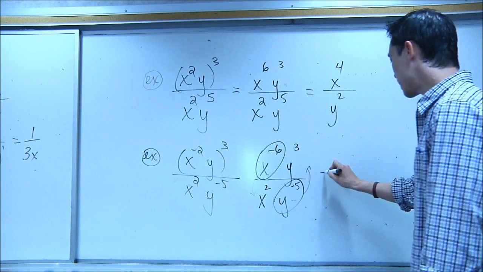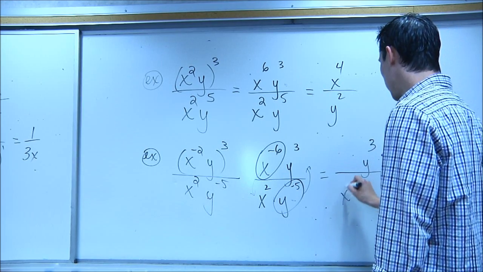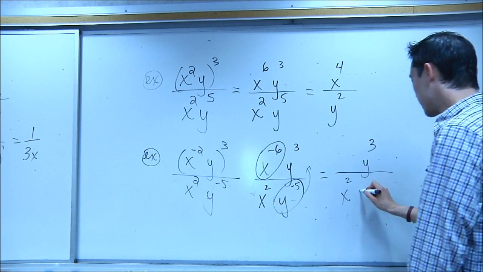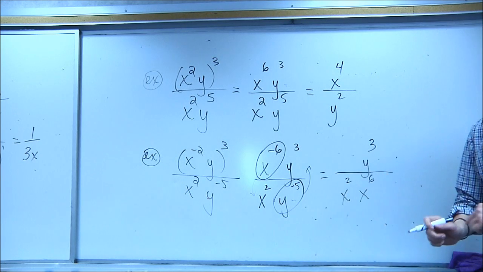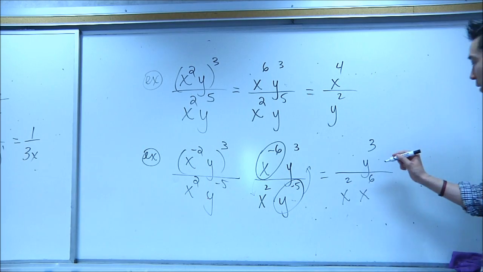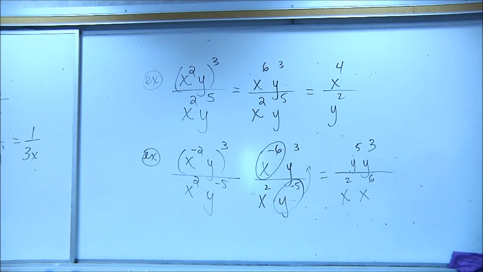So, in finishing up this problem, you have a y to the third that's not moving. You have an x squared that's not moving. You have an x to the negative 6 on top. We're bringing that down to the bottom, and that guy becomes x to the positive 6 in the bottom, okay? The y to the negative 5 in the bottom is going to move up, and that's going to be y to the positive 5. Once you move the negative exponents, top to bottom or bottom to top, it's now a positive. And these are much more user-friendly once you have all positives. Okay? All right, how would I finish this problem?